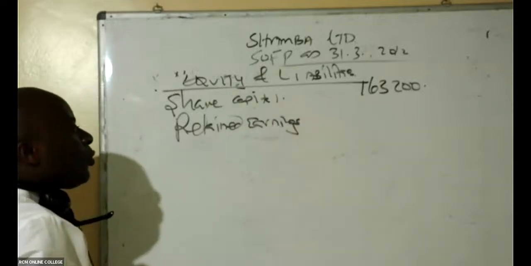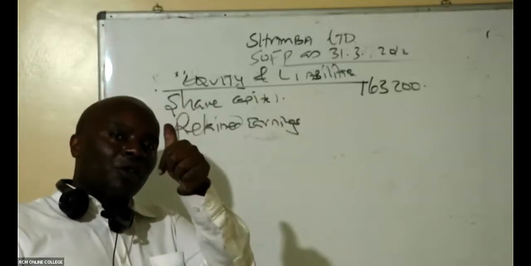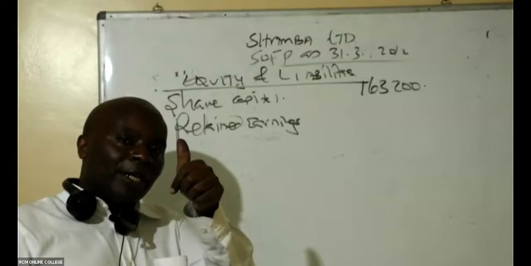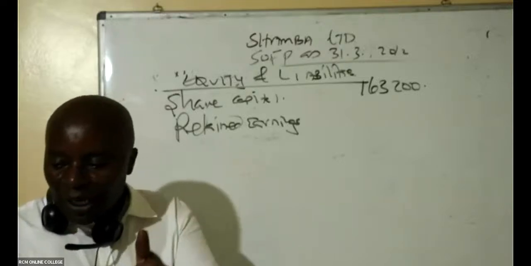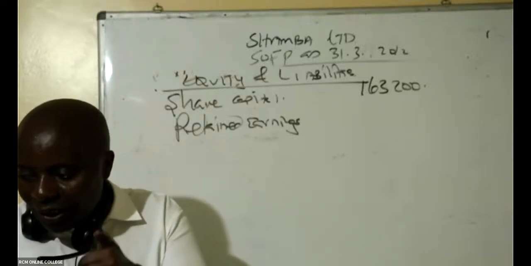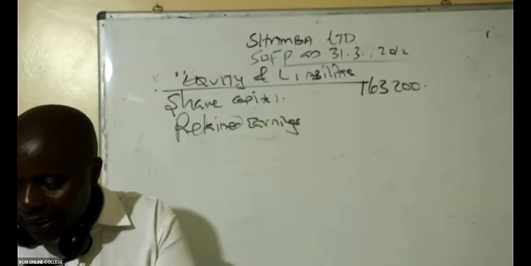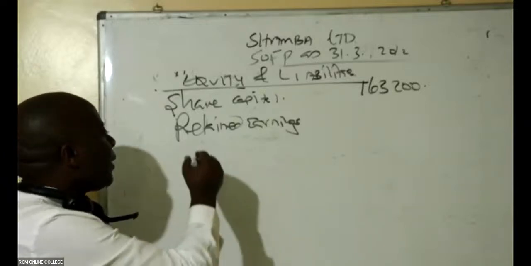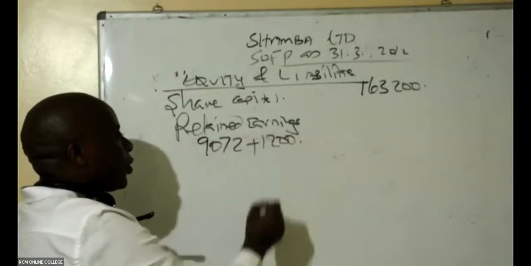Retained earnings, you have to be very, very bright. We have the cumulative retained earnings carried forward in the income statement. Are you able to remember that figure? Is there anybody who is able to remember that figure really? 9,072. So 9,072, and then remember, there are some special retained earnings.